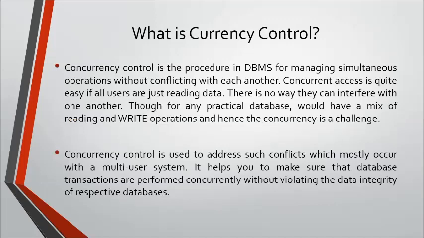Now let's proceed with concurrency control. Concurrency control is the procedure in a database management system for managing simultaneous operations without conflicting with each other. Concurrent access is quite easy if all users are just reading data. There is no way they can interfere with one another. Though, any practical database would have a mix of read and write operations, and hence concurrency is a challenge. Concurrency control is used to address such conflicts, which mostly occur in a multi-user system. It helps you to make sure that database transactions are performed concurrently without violating the data integrity of the respective databases.